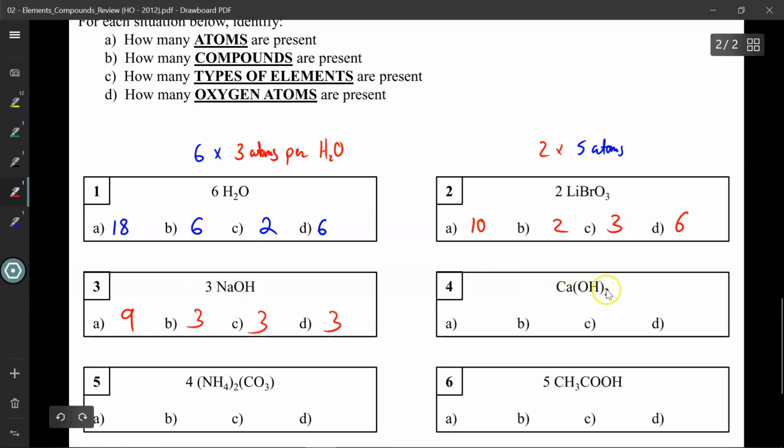The calcium hydroxide, there are 2 oxygens, 2 hydrogens, and 1 calcium, so 5 of them. 5 atoms. And there's no number in the front, so we just leave it as 5. How many compounds? Again, no number in the front, so we always assume a 1, so there's only 1 compound of calcium hydroxide. There are only 3 types of elements, the calcium, oxygen, hydrogen, and only 2 of the oxygen atoms, because 2 times 1, where we multiply everything into the bracket.